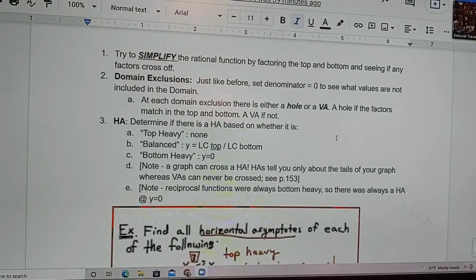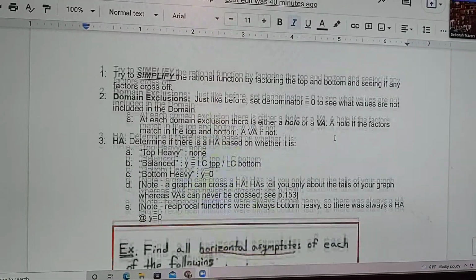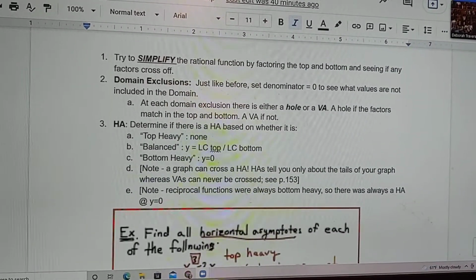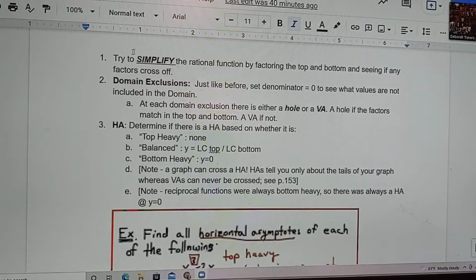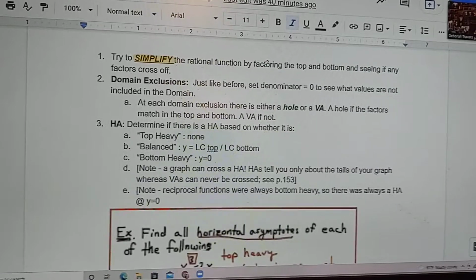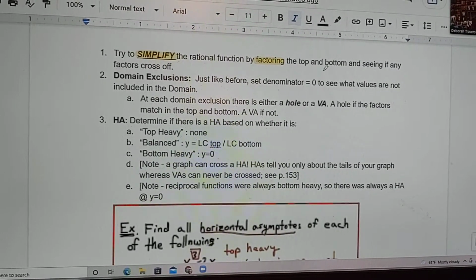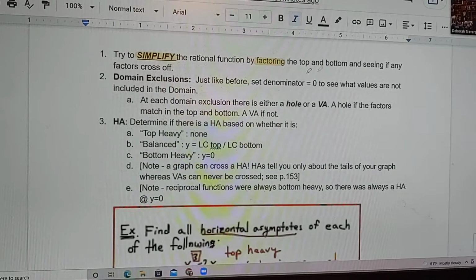All right, there are 6 total steps. Let's start right off at the top. Step number 1. This will always be your first step, and that is to simplify your rational function. In order to simplify, I want you to factor the top and the bottom, and see if any factors cross off.